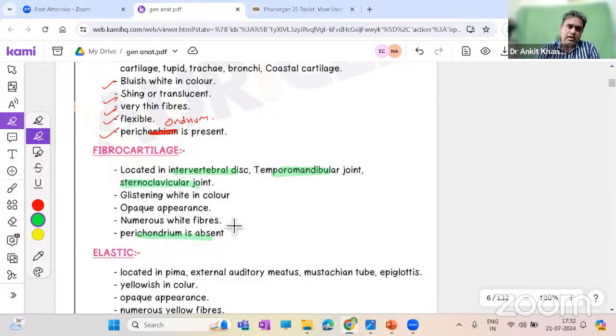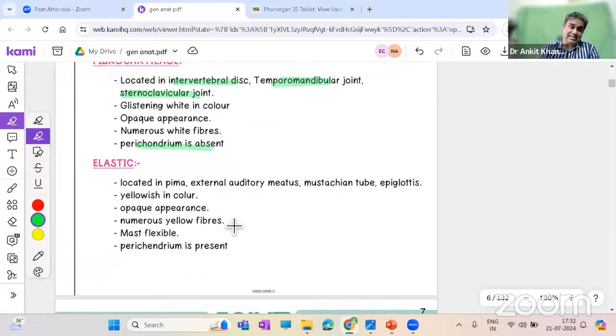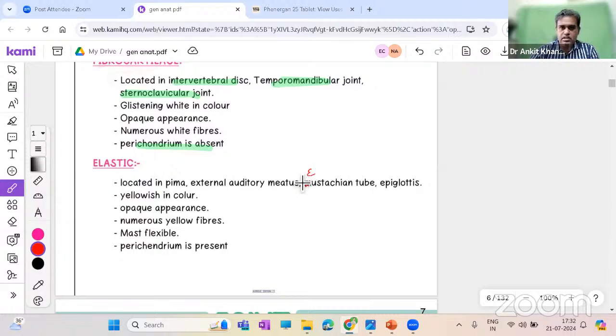Elastic cartilage, as understood by the name, is more elastic, so it has more elastic fibers. It is located in the pinna, external auditory meatus, Eustachian tube, and epiglottis. It is yellowish in color. We have yellow fibers, flexible, and perichondrium is present.